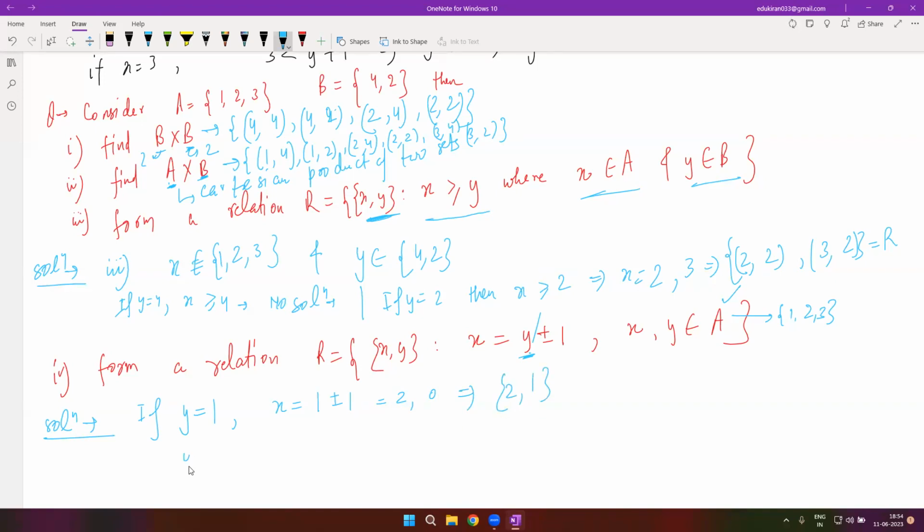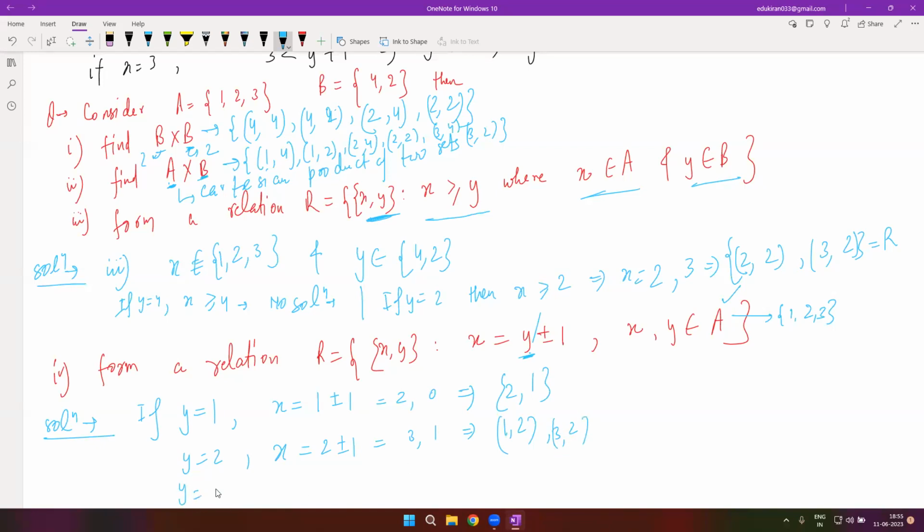Okay. If y is 2, then x can have again two values. One is 3 and one is 1. So 3 and 1 both are possible in set A, right? See, in this case, we got 1 and 3, but 1 and 3 both are possible in set A, right? So we have two possible answers for this part, 1 comma 2 and 3 comma 2.